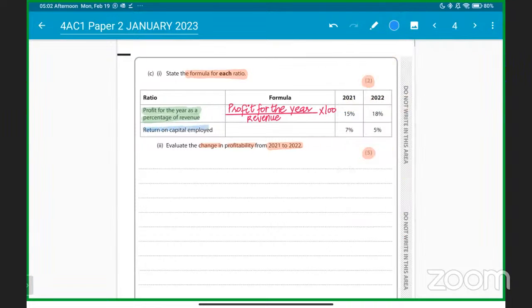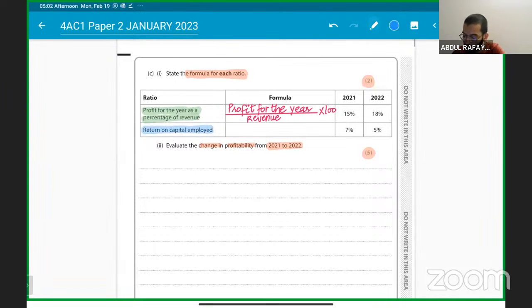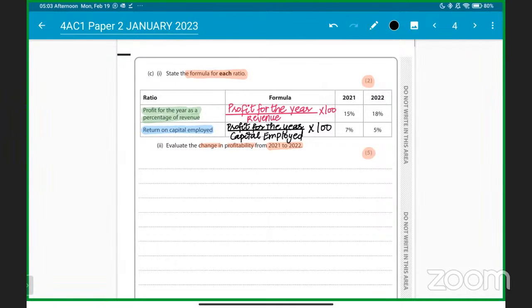You also have return on capital employed. Return on capital employed is basically profit before interest and tax divided by the capital employed. But for this case, I think we can keep it simple as well: profit for the year divided by capital employed into 100. You can write as well that it is basically profit before interest and tax if you are looking from the perspective of the company. So that is the formula for return on capital employed. Getting it?